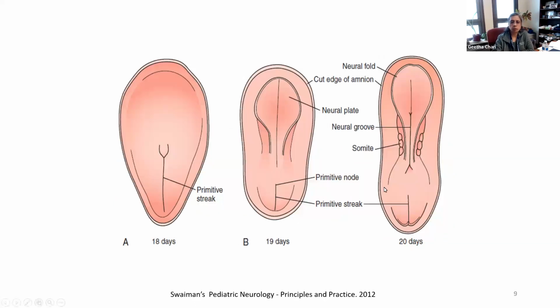Then the primitive streak starts to extend. This is a superficial view in the first 18 days, and then the neural plate starts to fold and forms the neural groove and the neural tube, which will proceed after 20 days to go further on and form the neural tube, which is the spinal cord.